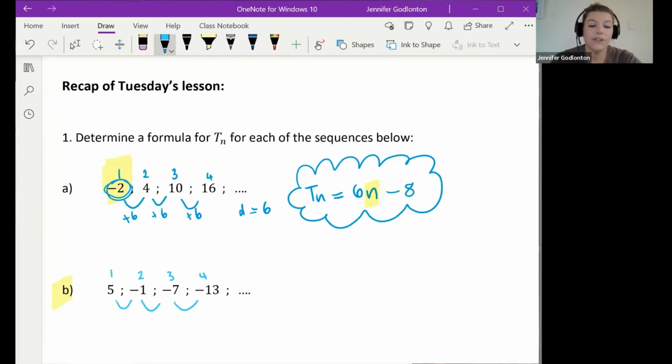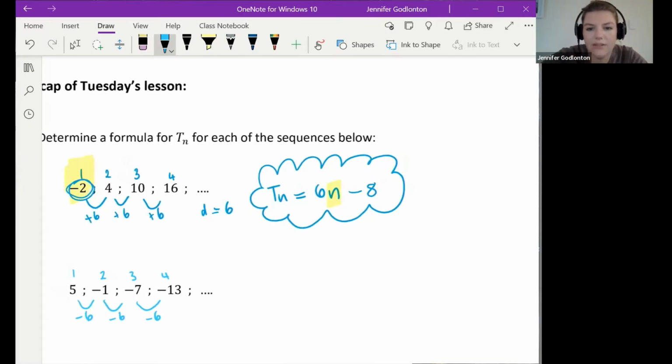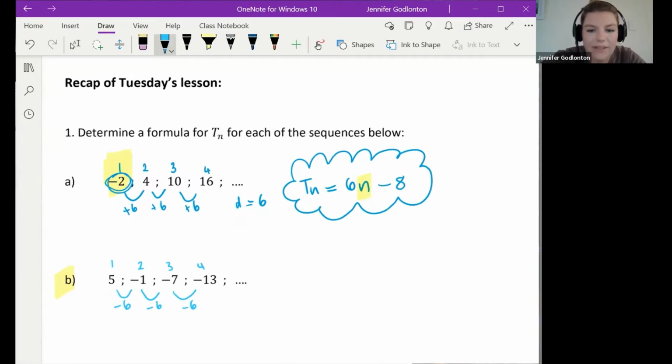Okay, and so every time to get from 5 to -1, I had to subtract 6. And then I had to subtract 6 again, and I had to subtract 6 again. So I know before I do anything fancy that I'm going to have Tn is equal to -6n. Now, did anyone fall for my trap and say 6n and not -6? Let me know if you fell for that trap.